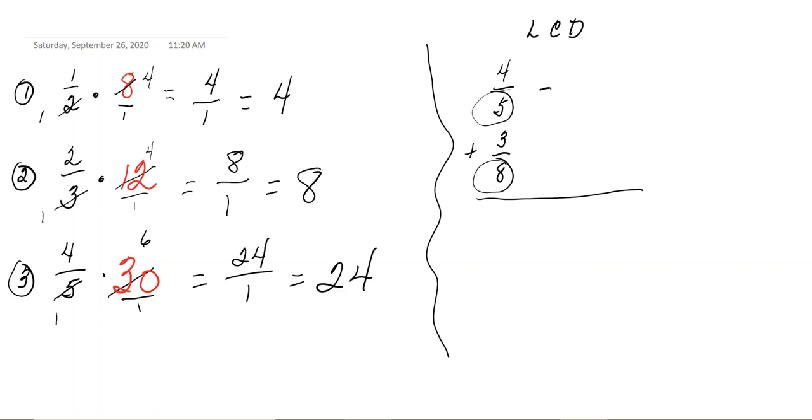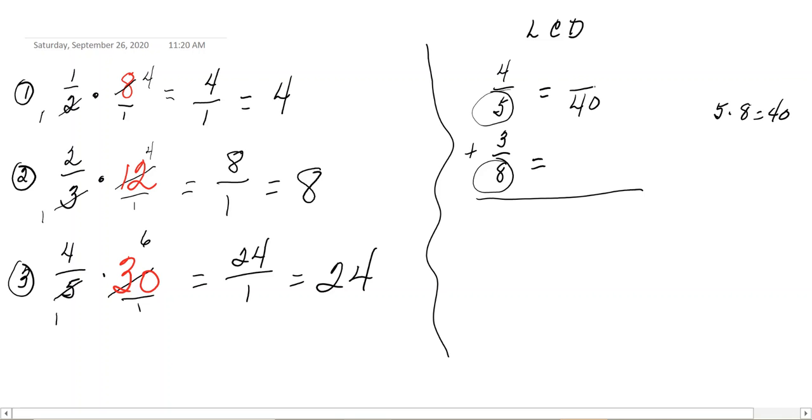So you're looking for something that 5 divides into and 8 divides into. Sometimes you can simply multiply 5 times 8 and you get 40, and so that's the common denominator. I'm not going to do any more with that because we're not adding fractions, but that is one case where you need a common denominator.